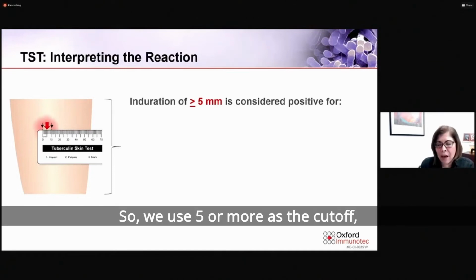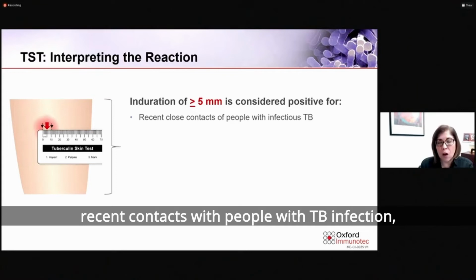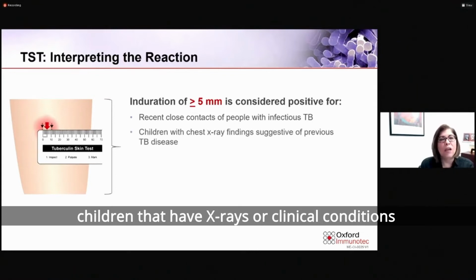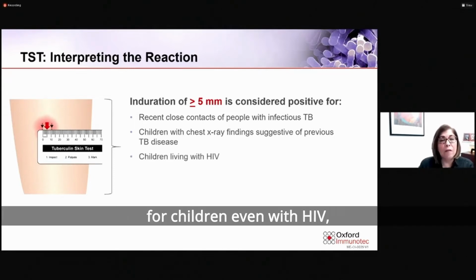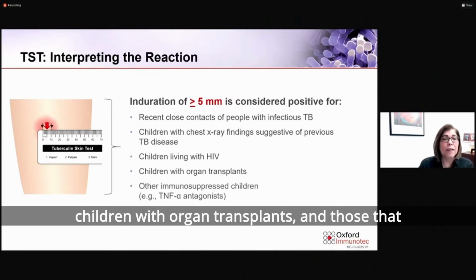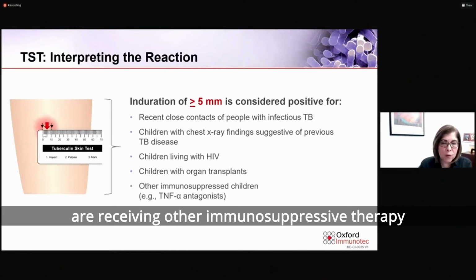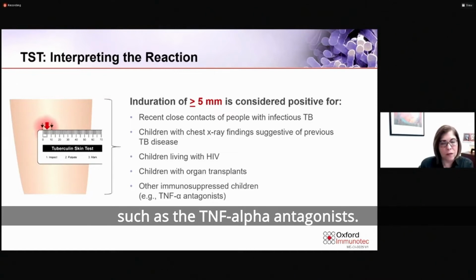So we use 5 or more as the cutoff, considered positive for recent contacts of people with TB infection, children that have X-rays or clinical conditions that are suggestive of TB disease, for children living with HIV, children with organ transplants, and those that are receiving other immunosuppressive therapy, such as the TNF-alpha antagonists.